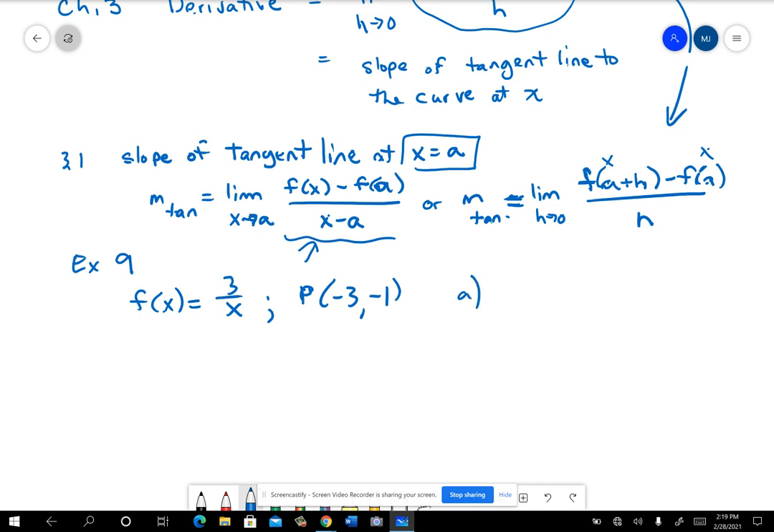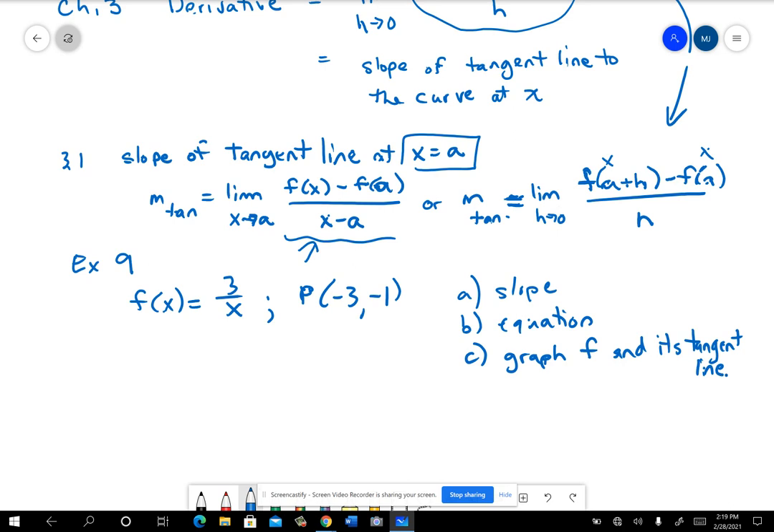And then once we do that, we're supposed to go on and get the equation. So A, we do the slope of the tangent line. B, we get the equation of the tangent line. And then C, they wanted us to graph f and its tangent line. Okay, so that's what we're doing. So this is the slope of the tangent line. This is the equation of the tangent line, and then we're going to graph them.